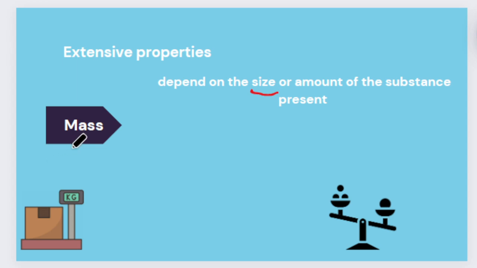So the first example is mass. Mass is always the total amount of substance, and it is represented by the abbreviation m, and its units are kilogram, gram, or milligram, and many other appropriate units. So this is the first example of an extensive property.